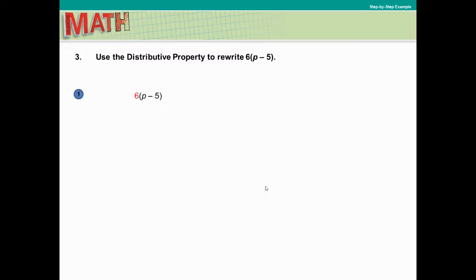Here's the way I would do it. 6 times p minus 5, same problem. I would just take 6 times p minus 6 times 5. 6 times p, bring the sign down, minus, then 6 times 5. You'd have 6p minus 30. That would be it. So again, you can see the difference. There's an extra couple steps for the other one. It depends on which one you prefer.